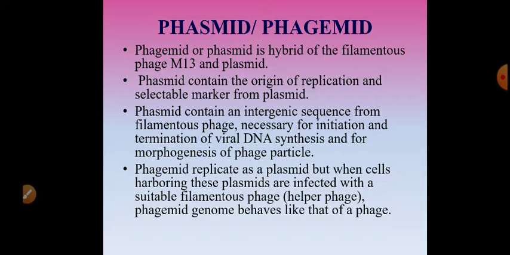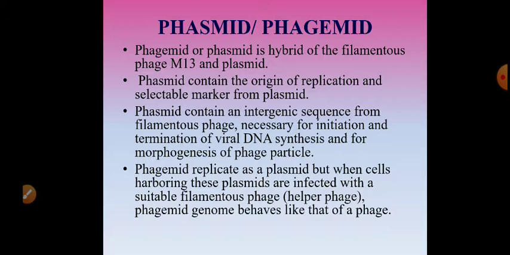Plasmid contains origin of replication and selectable marker gene from plasmid. Phasemid contains, along with origin of replication and selectable marker gene from plasmid, some part of the genes of filamentous phage. What is it? Intergenic sequence from filamentous phage. Why is this intergenic sequence needed? It is necessary for initiation and termination of viral DNA synthesis and for morphogenesis of the phage particle, synthesizing different parts of a phage particle. Okay.